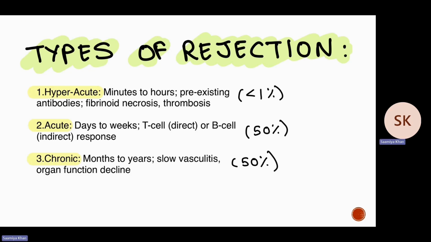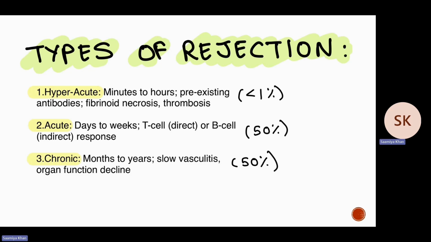In acute rejection, it takes place within days to weeks due to T cell or B cell responses against the graft's MHC molecules. Now, this could be either direct recognition, in which the cytotoxic T cells recognize and attack the graft, or it could be indirect recognition, in which the B cells are going to produce antibodies against the graft after interacting with the helper T cells. This happens about 50% of the time.